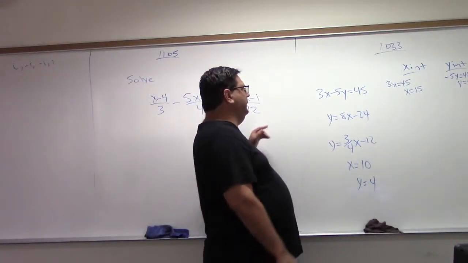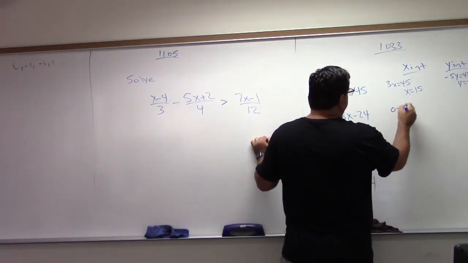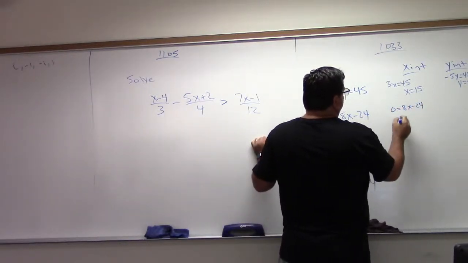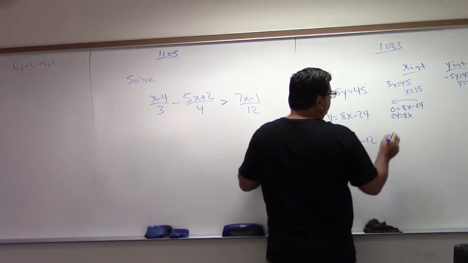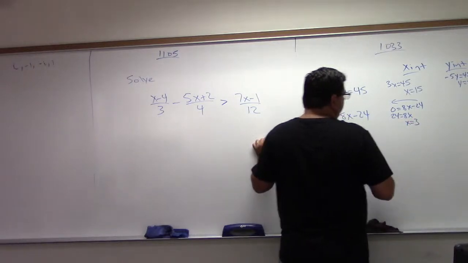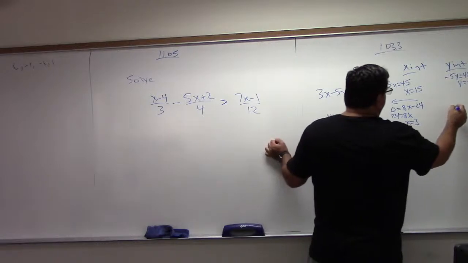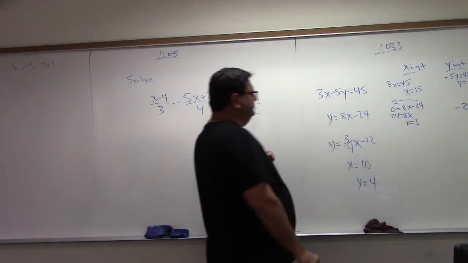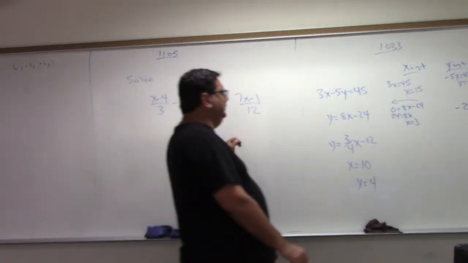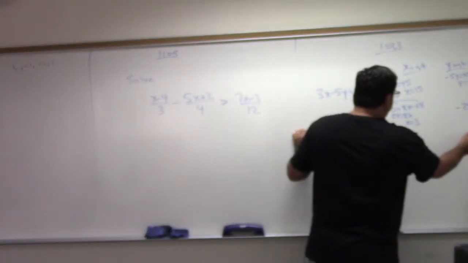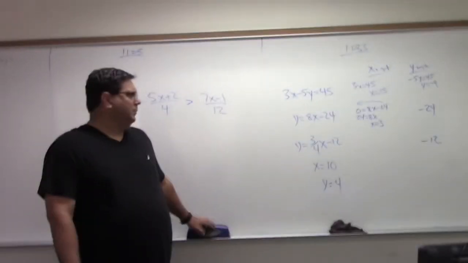For this one, you're going to plug in y is 0 and solve for x. You're going to get 24 equals 8x. You got to add the 24 to the other side. x equals 3. Here you're going to plug in x is 0. You're just going to get negative 24. Here you're going to get y is negative 12. When you plug in x is 0, it just goes away.